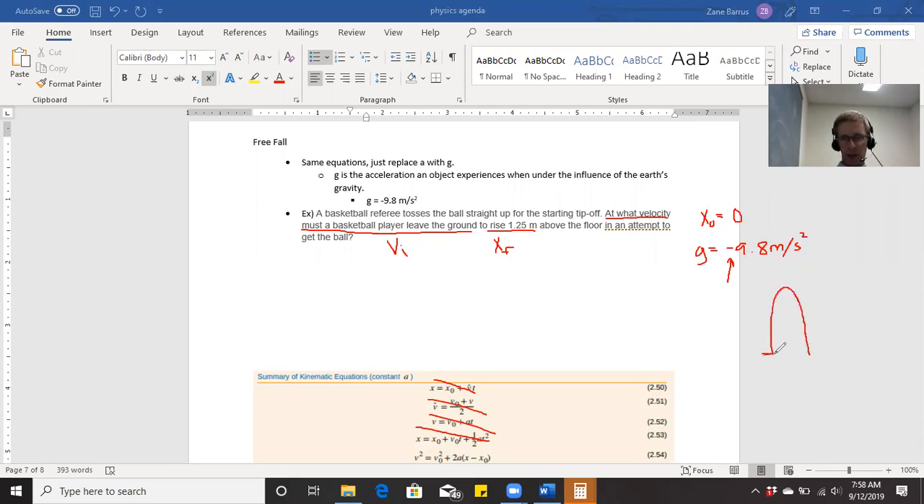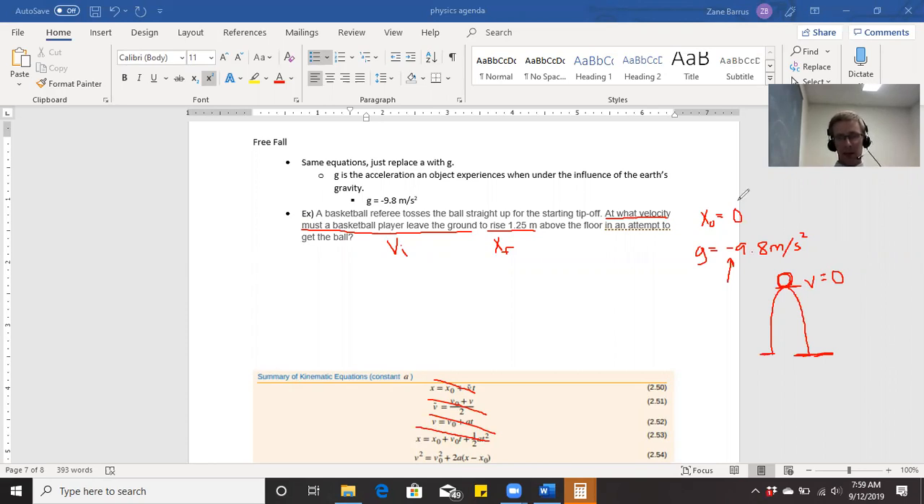So here's you on the floor. Here's you jumping up to get the ball. Here's you hitting the floor as you come back down. The ball is right here. So at this point, when you're getting the ball, your velocity is 0 because you're no longer going upward anymore. Okay? And in that instant of time, you're not coming down yet either. So for that instant of time, you stopped traveling and your velocity is 0.